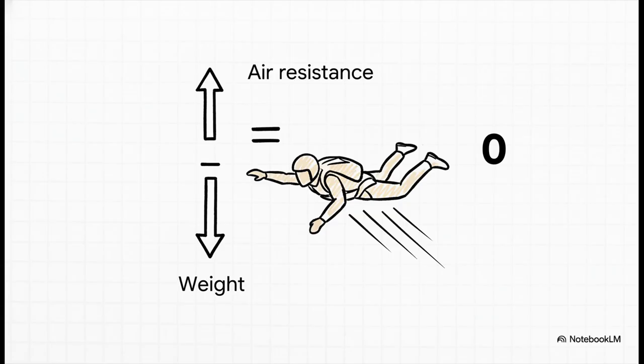And then we get to the grand finale, terminal velocity. Eventually, they're falling so fast that the upward force of air resistance grows to be exactly equal to their downward weight. It's a perfect balance. And when the forces are balanced, the resultant force is 0. No more resultant force means no more acceleration. They're just falling at one constant, super fast speed.